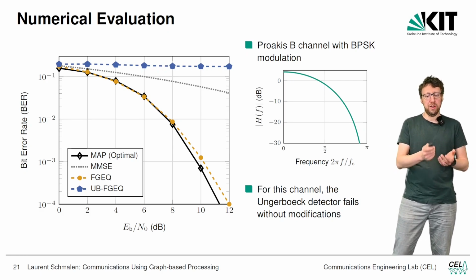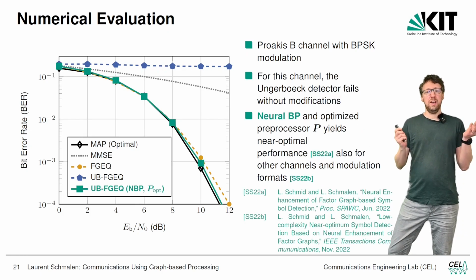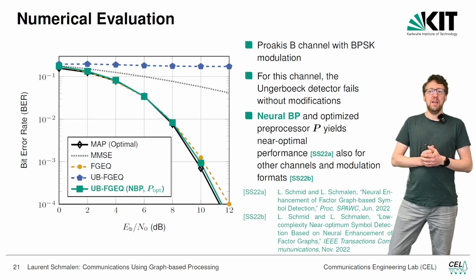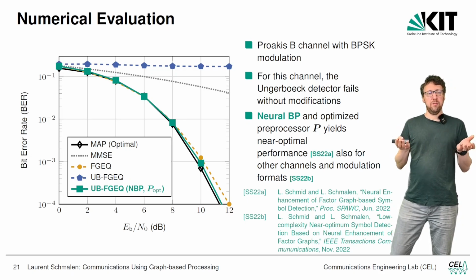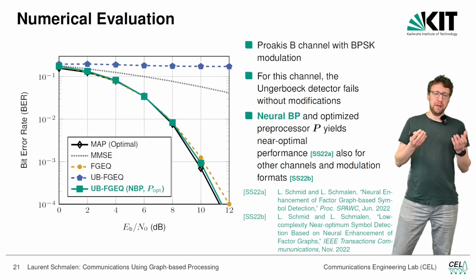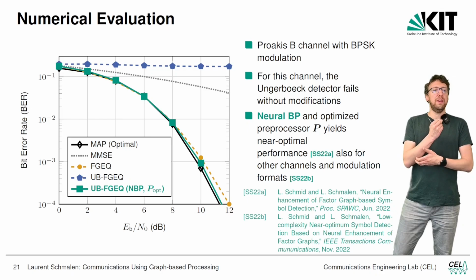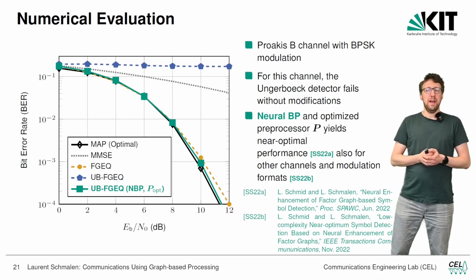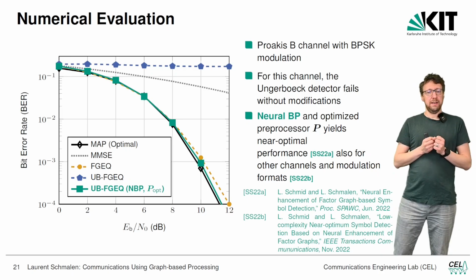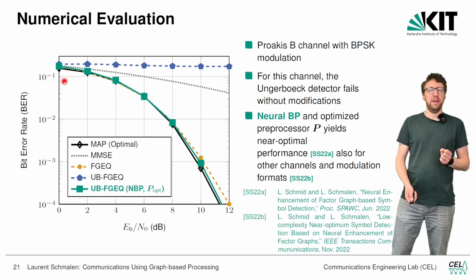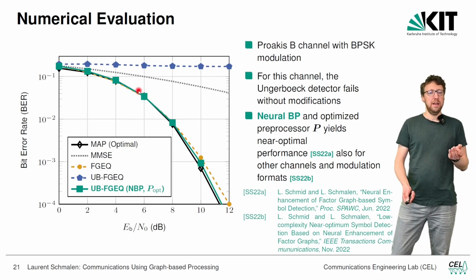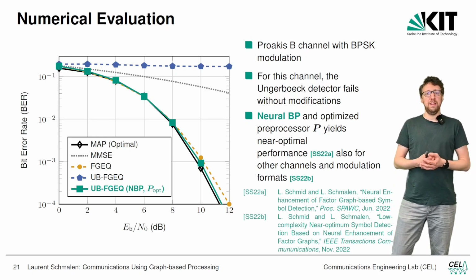Now the question is, how can we modify it? And the answer, of course, is we use null belief propagation. So now we apply null belief propagation to this detector based on the Ungerboeck factor graph. And what we get is an optimized preprocessor P, and we also get weights inside. And for this channel, we see that with the optimized or null BP applied to this Ungerboeck factor graph, we get a low complexity symbol detector that performs close to the optimum. So very, very close to the MAP detector.